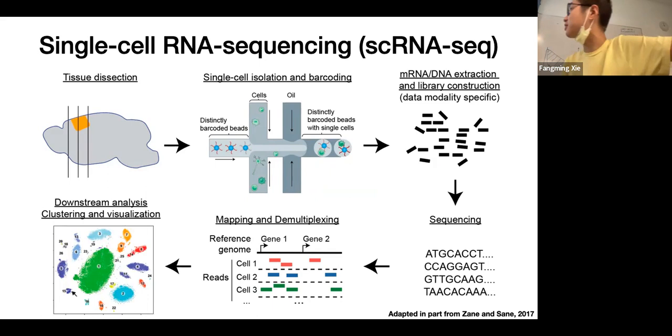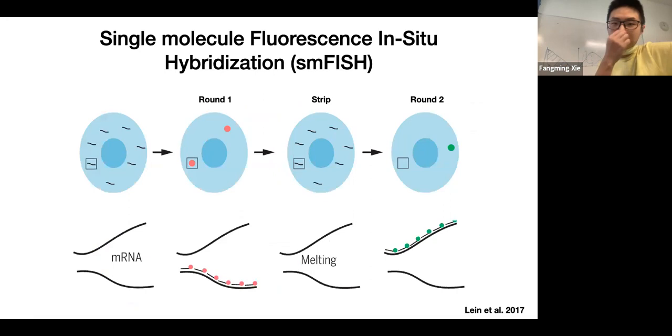By the way, this plot is often referred to as a UMAP plot or a t-SNE plot, where each point is a cell, and the distance between cells loosely represents the similarity in their gene expression levels across many genes. So if you see a cloud of cells here, it means they have similar molecular or gene expression levels, whereas some cells here have different programs. They indicate different cell types. So that's the sequencing approach. The other is single molecule FISH, single molecule fluorescent in situ hybridization.